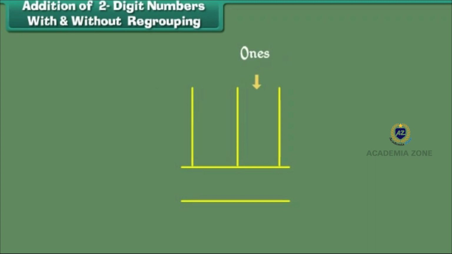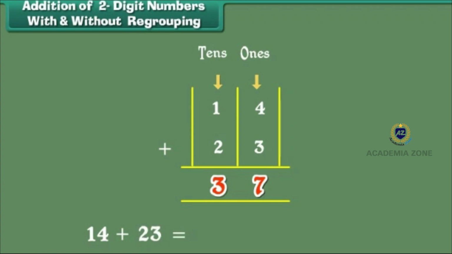The digits at the ones place are 4 and 3. 4 plus 3 is equal to 7. The digits at the tens place are 1 and 2. 1 plus 2 is equal to 3. Therefore, 14 plus 23 is equal to 37.